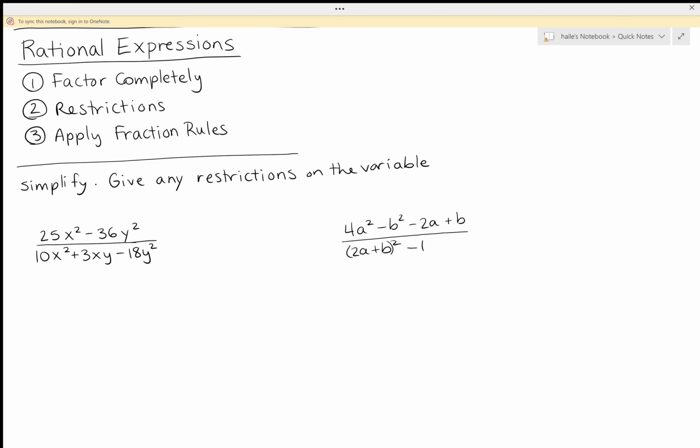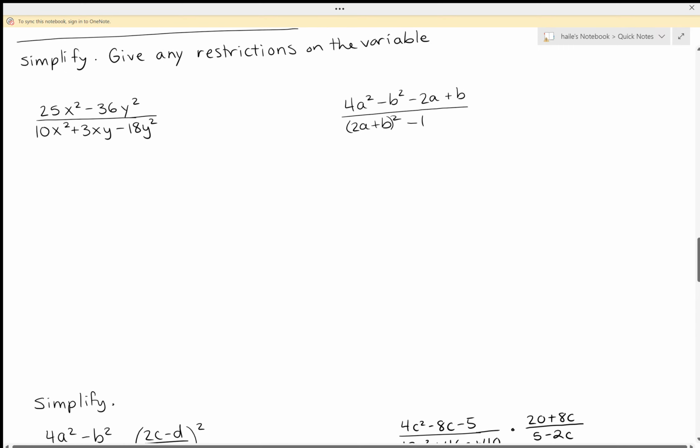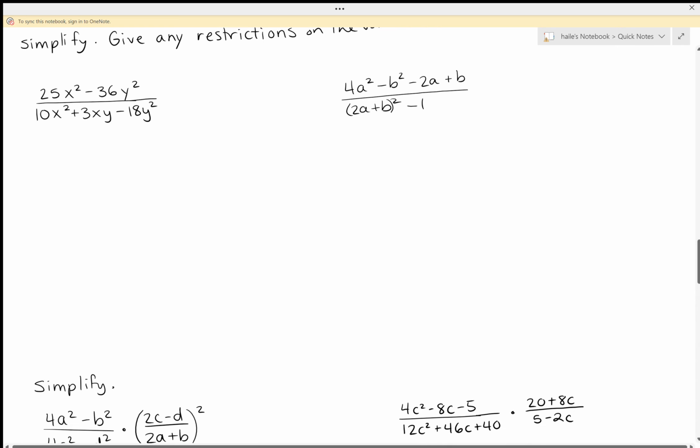Most important thing though is if you're asked to find restrictions, make sure to find those before simplifying the fraction. So let's look at a few examples. This first one says simplify and give any restrictions on the variable. In the first example, we have 25x squared minus 36y squared over 10x squared plus 3xy minus 18y squared.